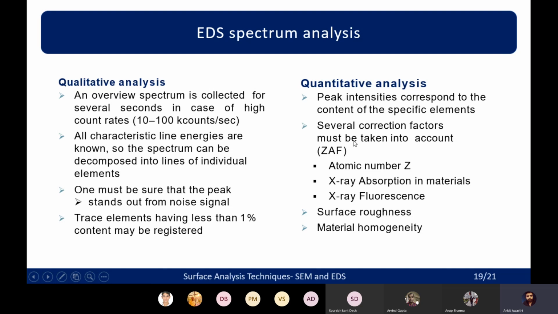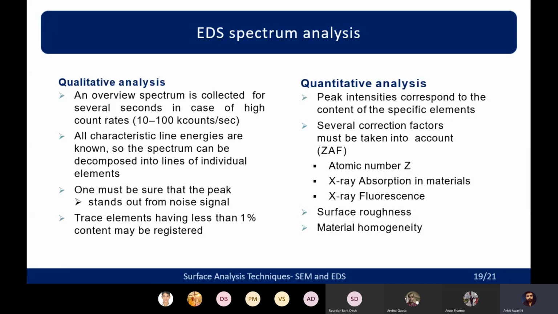If you have to perform quantitative analysis, there are so many correction factors which we have to take into account. Many times you have seen that when you want to perform EDS analysis, first they ask what material you think is present in the specimen, and only after that they will show the spectrum. So many times it happens that if I choose carbon instead of oxygen, then the spectrum shows there is a presence of carbon. But if I choose oxygen instead of carbon, then it shows that all the oxygen is present.